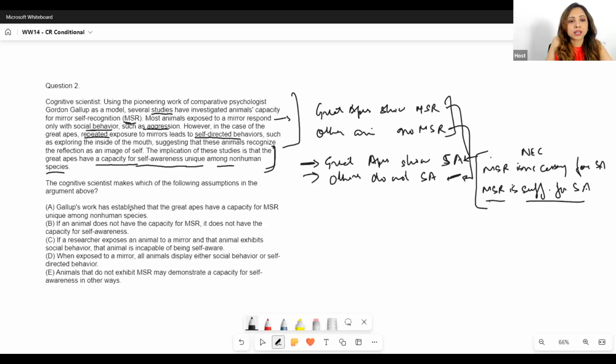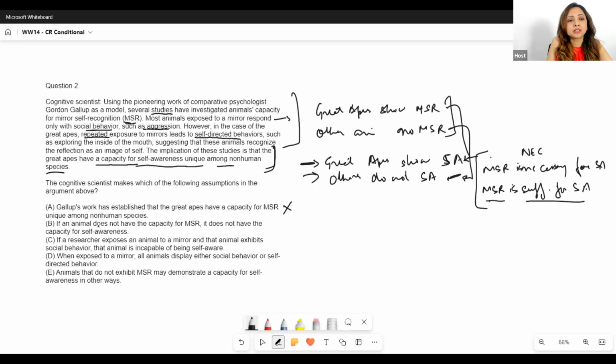So A, Gallup's work has established that the great apes have a capacity for MSR unique among non. This is not assumed, right? Gallup's work is only a model on which the studies were based, then studies showed something. So he's not assuming anything about what Gallup's work established, right? For all we know, Gallup's work didn't even mention the great apes. So, of course, this is not the conclusion.